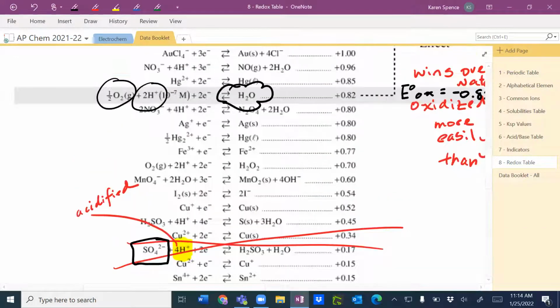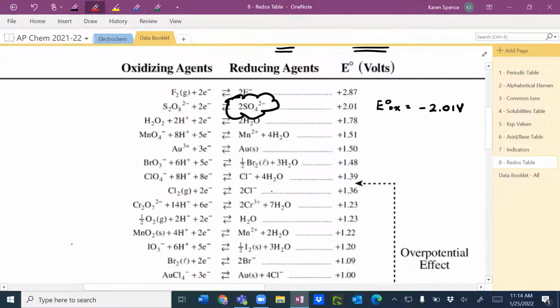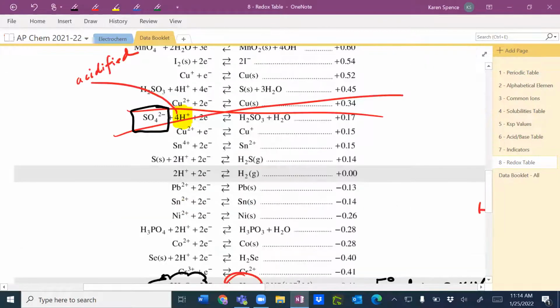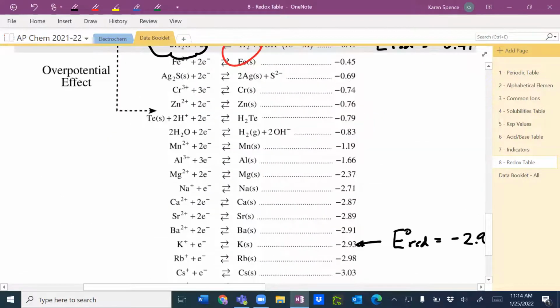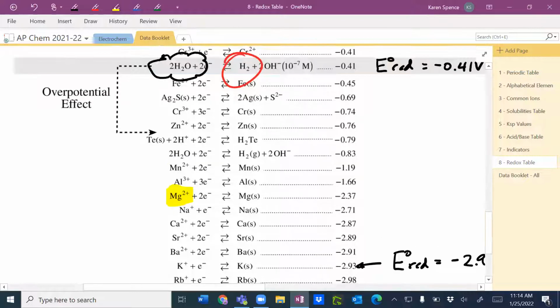Acidified permanganate is up near the top. Acidified permanganate is up here somewhere. Yep, there it is. Permanganate. And there's our hydrogen. So it's going to be spontaneous with just about everything on the right-hand side. I know it's not going to be magnesium 2+ because magnesium 2+ is on the left-hand side, and you cannot have an oxidizing agent reacting with another oxidizing agent. It needs a reducing agent.